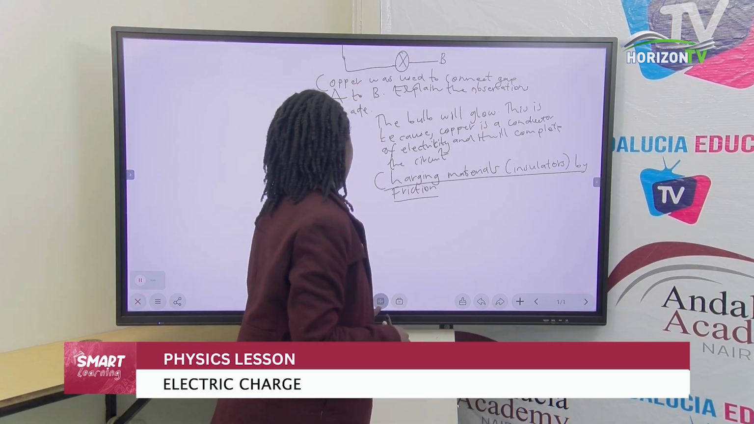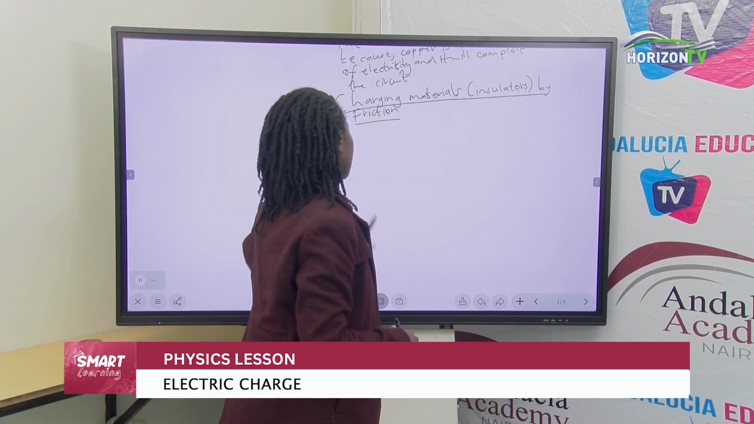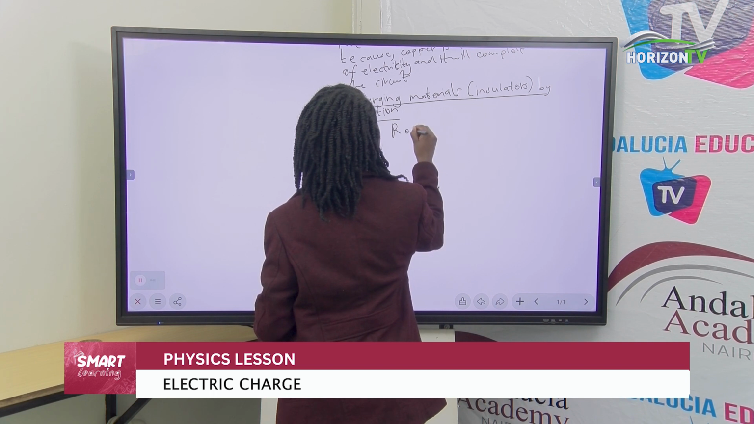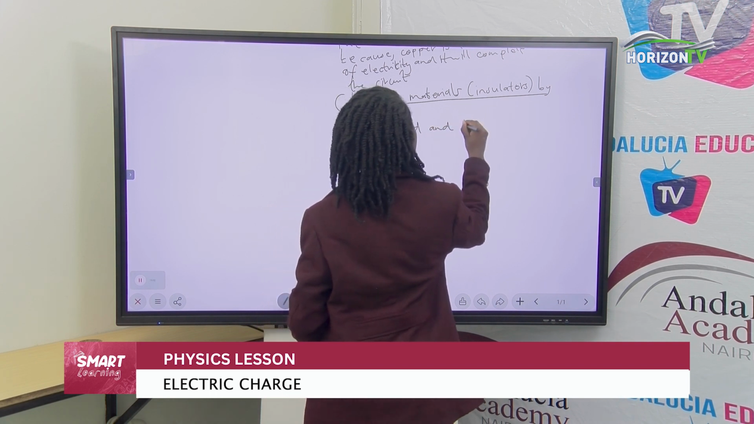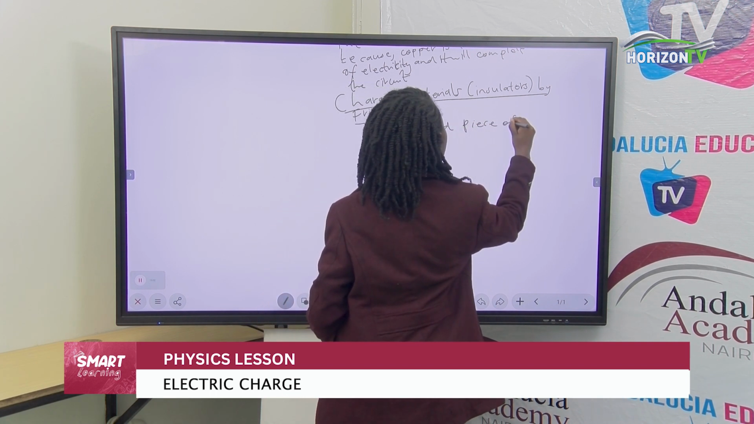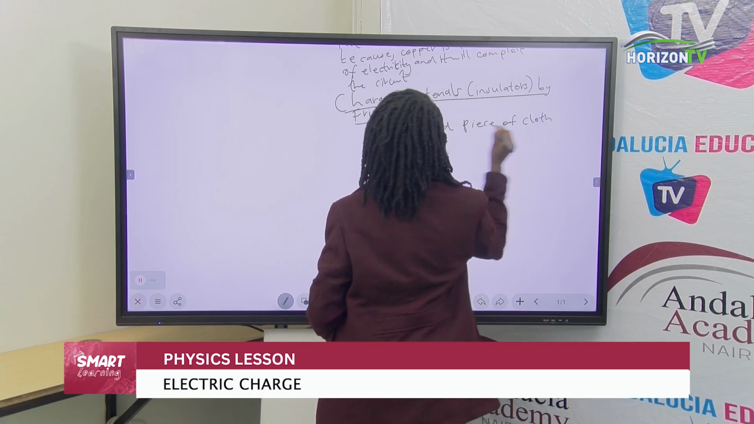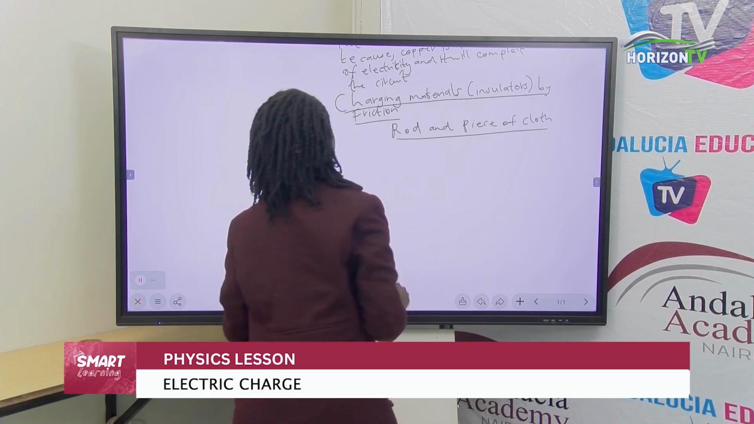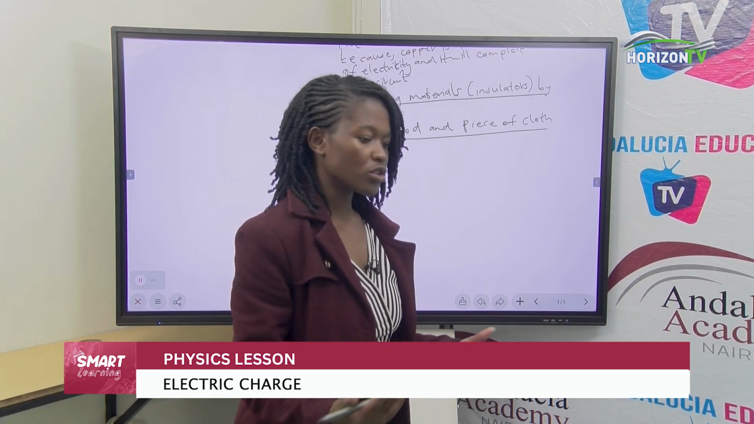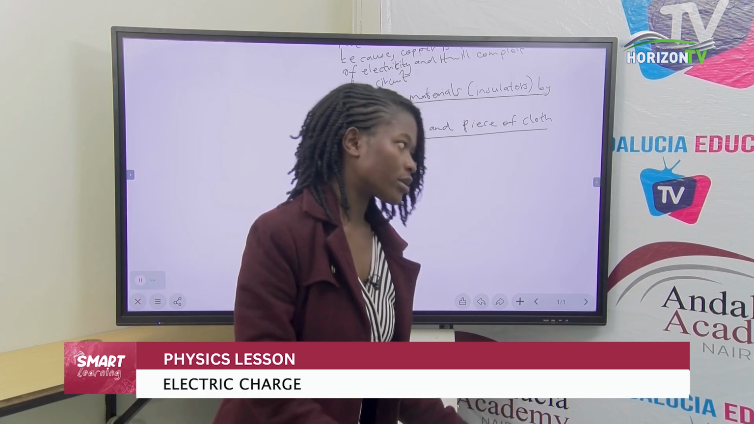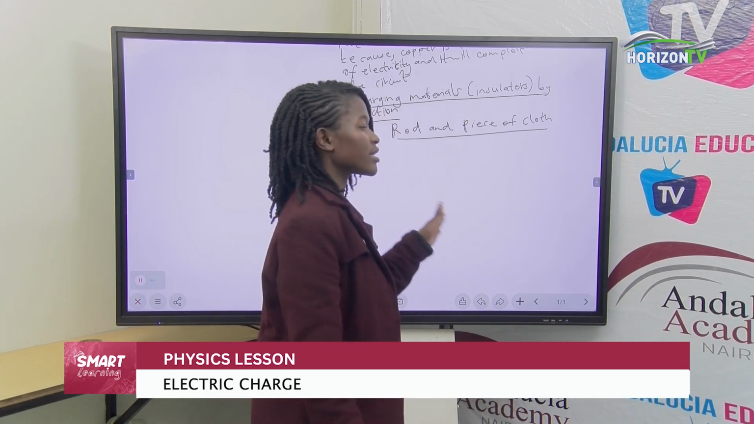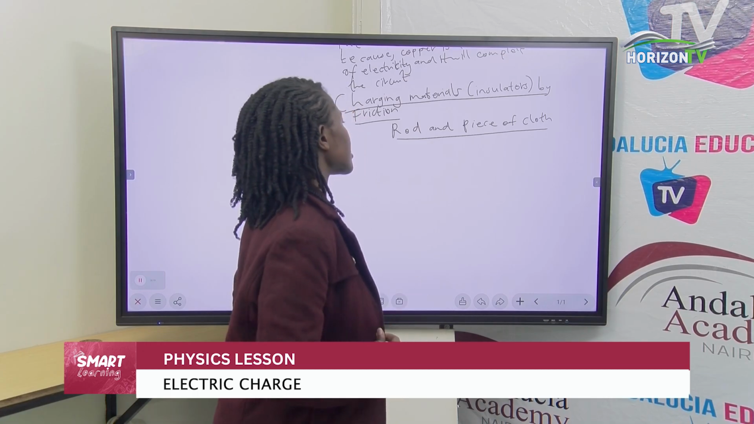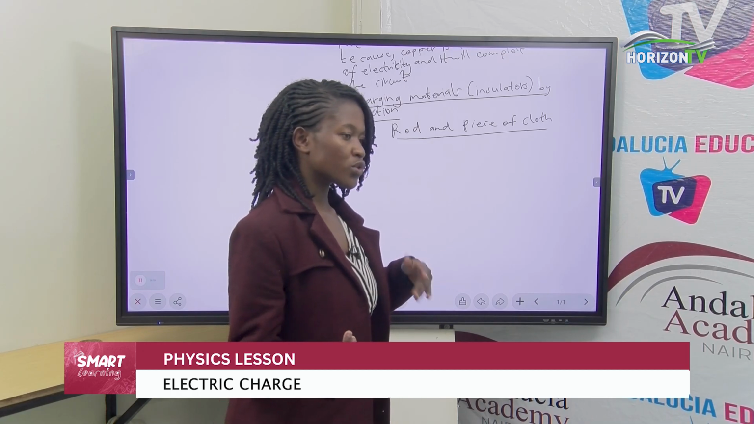The first experiment we're going to use here, we're going to charge a rod. Here we're going to use a rod and a piece of cloth. We're going to charge the rod here; we're not going to charge the cloth. Of course, our rod here is going to be made of a material which is not a good conductor of electricity. So how are we going to charge this rod?